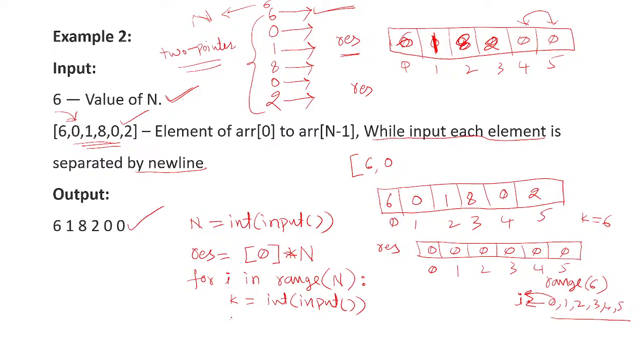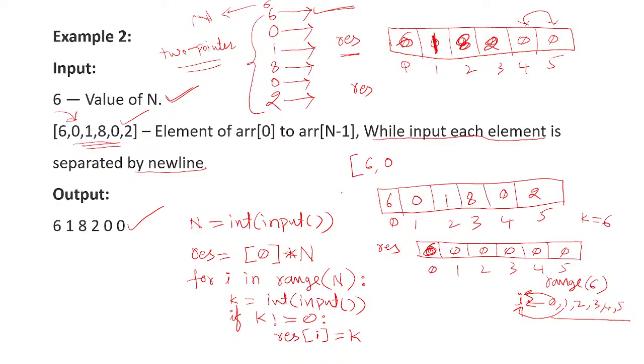Now check whether it is a non-zero number or not. If k not equals to 0, then keep it at the index of i here. So if k is not equal to 0, you just say result of i is equal to k. Then 6 will be stored at index 0. Then it goes up and the i value becomes 1.